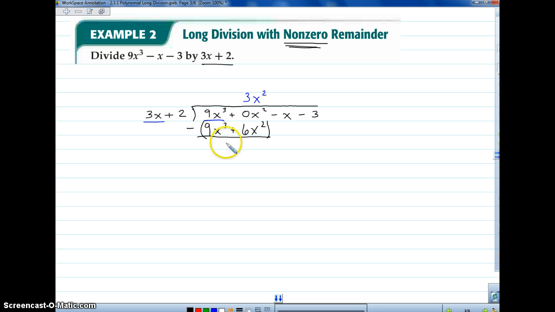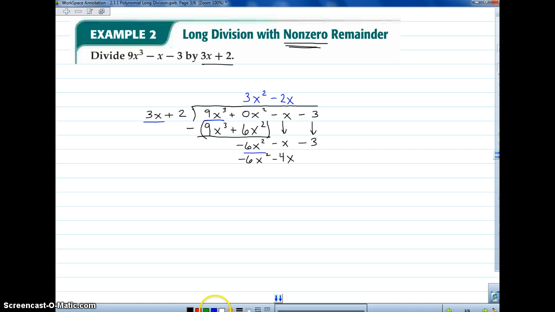So 9x cubed minus 9x cubed cancels. 0 minus 6x squared is negative 6x squared. And then we carry down the negative x and the negative 3. Now again, we're only looking at the leading term. The leading term is negative 6x squared. Negative 6x squared divided by 3x is negative 2x. So that goes in my x column. Negative 2x times 3x is negative 6x squared. Negative 2x times 2 is negative 4x.